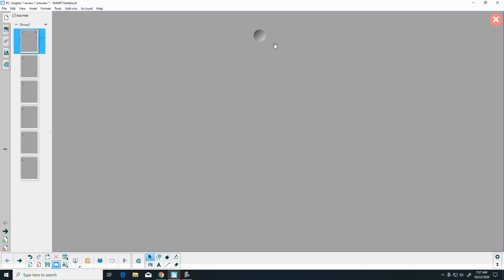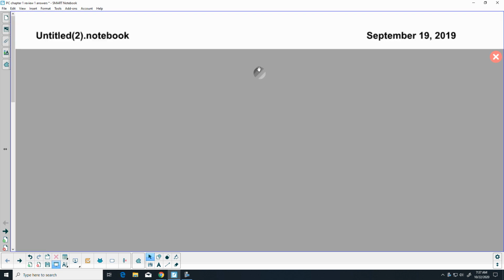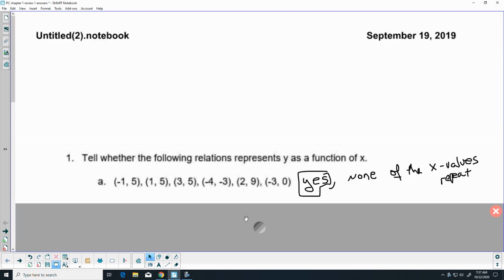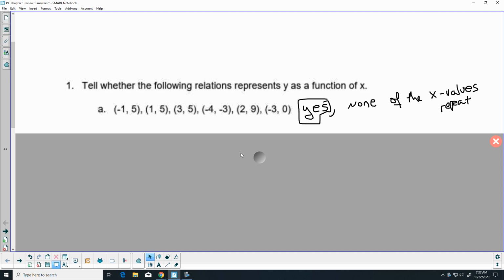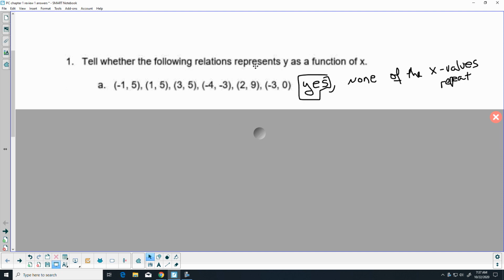All right, let's start going over some of the answers for this review. The first one was tell whether the following relationship represents y as a function of x. Well, I look at my x values: -1, 1, 3, -4, 2, -3. None of those x values repeat, so I'm going to say yes, it is a function. As long as your x's don't repeat, it is a function. Your y's are allowed to repeat.